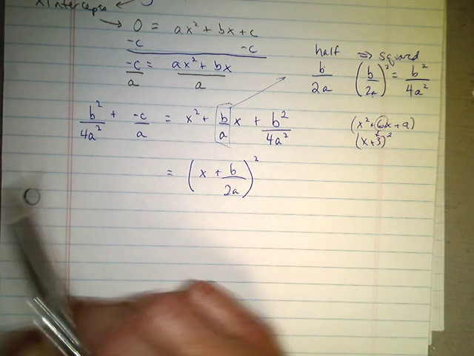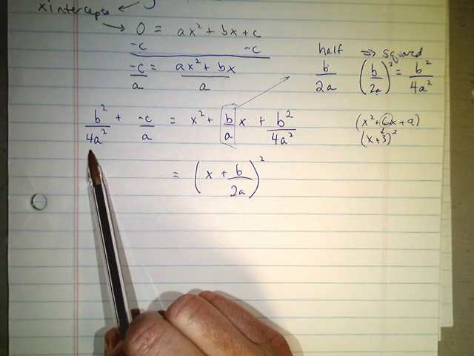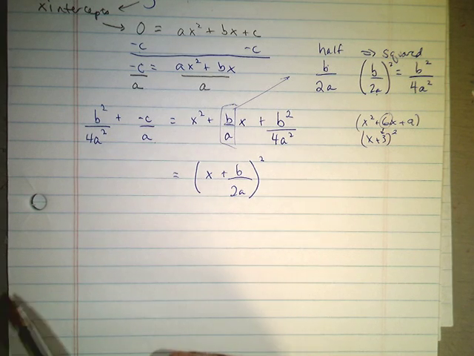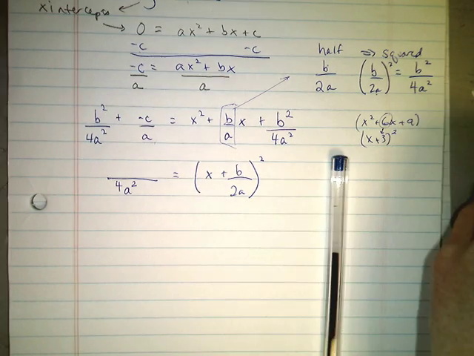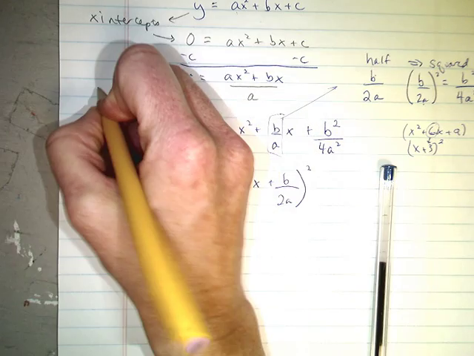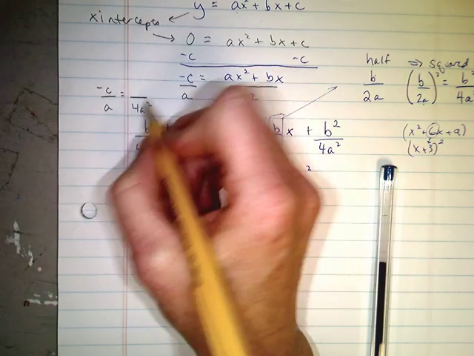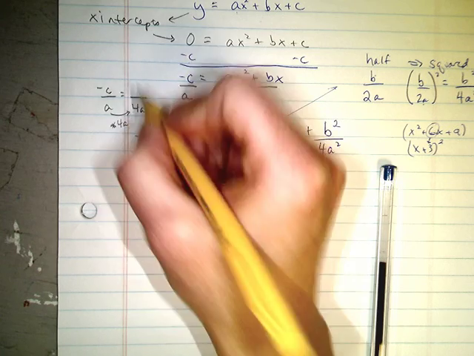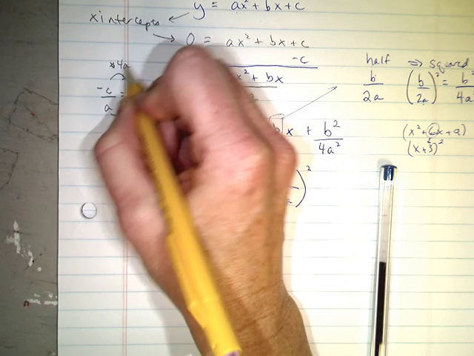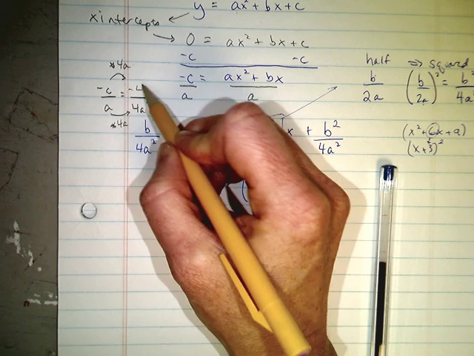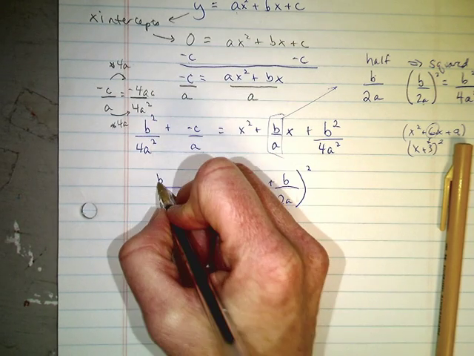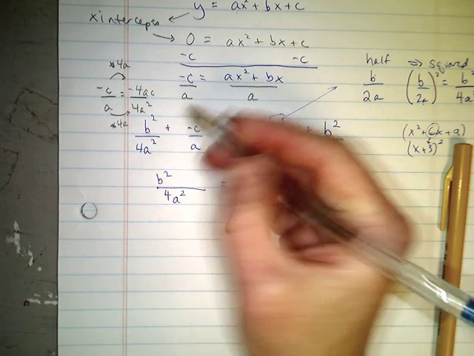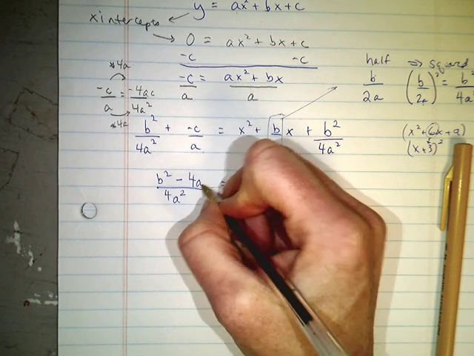On the left side of the equation, I'm going to do something else. I'm going to make a common denominator. I have a 4a squared and an a, so my common denominator is going to be 4a squared. I'm going to make an equivalent fraction over here. I'm going to say that negative c over a equals what over 4a squared. I would have had to multiply this by 4a and this by 4a. So negative c times 4a is negative 4ac. So now I have b squared, because this was the same denominator, minus my new numerator, 4ac.